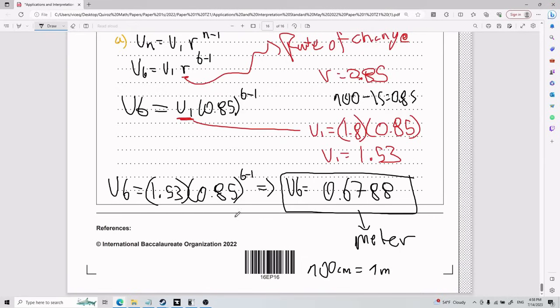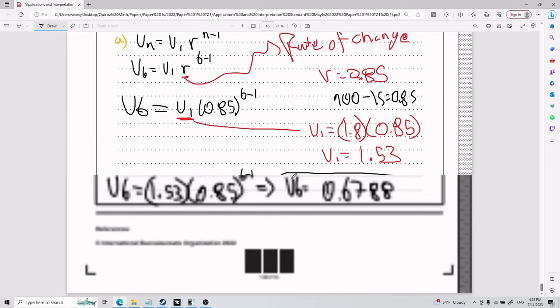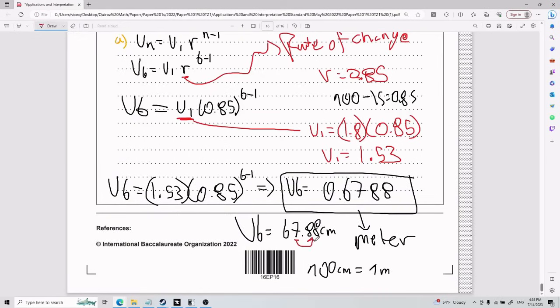So that means that this u6 is actually 67.88 centimeters. And since I'm rounding to the nearest centimeter, I'm comparing this digit with 5. Do I round it up or down? I round it up because it's above 5. So u6 is going to be 68.